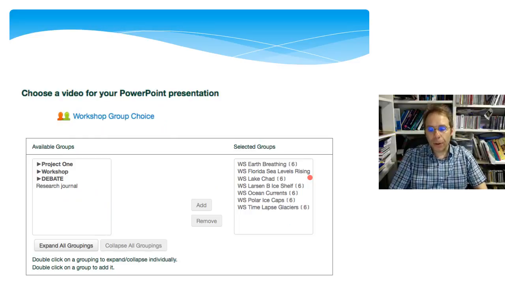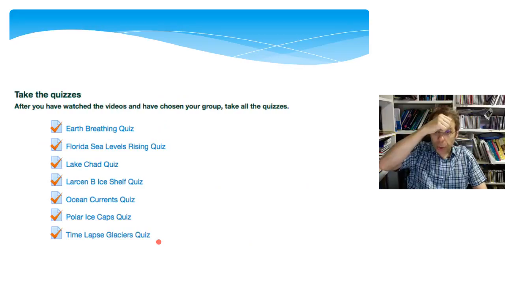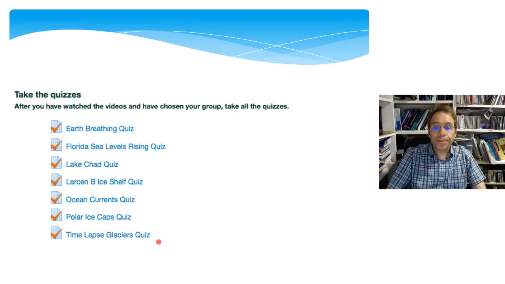So the students have an assignment now. They have to do a PowerPoint presentation. They've watched a video, and they've chosen what group they want to be in. And now what I have them do is take some quizzes. They have to take the quiz that's associated with the video that they're going to be doing a presentation on. But we also have them take quizzes on the other videos. Why? Because we want them to become more familiar with what the other students are going to be presenting on. So these are just quizzes to do with vocabulary or concepts, and they're easy quizzes.